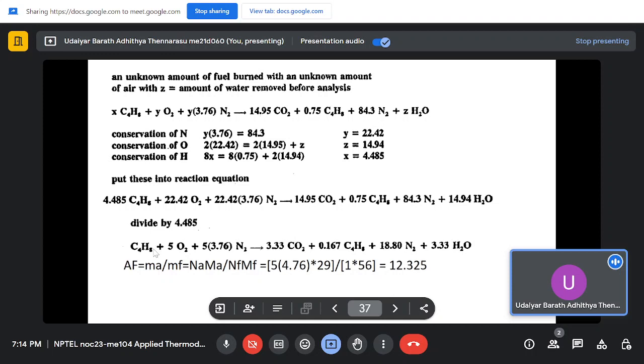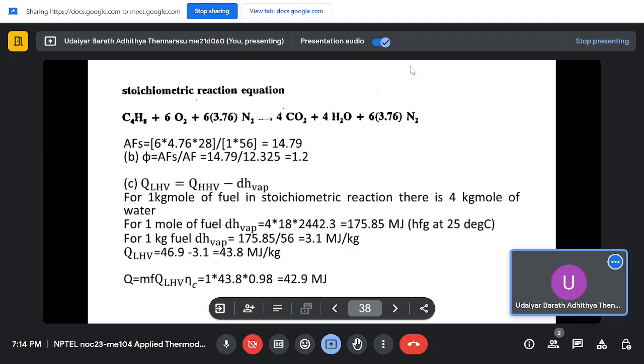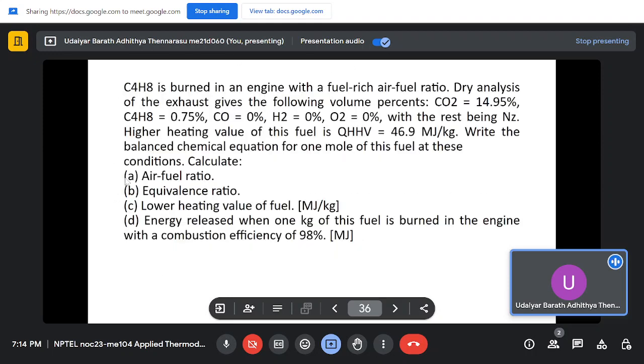weight of fuel is 8 into 1 plus 4 into 12. So we can calculate: 4 into 12 is 48 plus 8 is 56. So 56 is the molecular weight of the fuel. So this will give me 12.325. This is the actual air fuel ratio for the rich air fuel mixture. So now we have calculated the first one, the air fuel ratio.